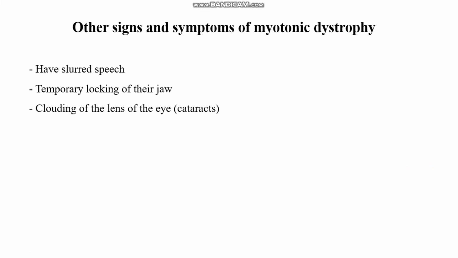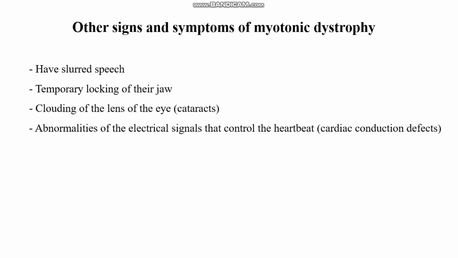Symptoms often include progressive muscle weakness, stiffness, tightness, and wasting. On the other hand, the disease has other symptoms such as slurred speech, temporary locking of the jaw, clouding of the lens of the eye, cataracts, abnormalities of the electrical signals that control the heartbeat, cardiac conduction defects. There is also susceptibility to diabetes mellitus, and risks associated with general anesthesia. Additional clinical features include frontal baldness and gonadal atrophy in males, fatigue, daytime sleepiness, gastrointestinal symptoms, and pigmentary retinopathy.